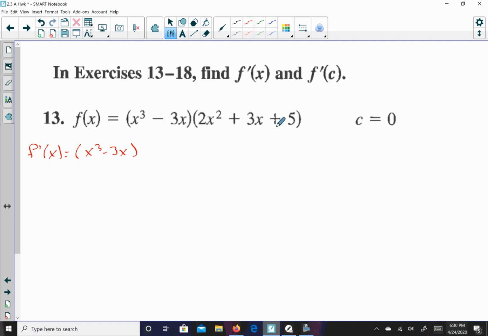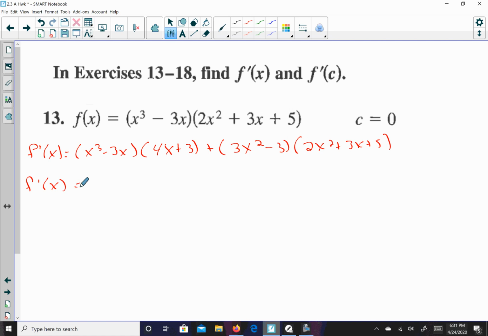Take the derivative of the second one, so this will be 4x plus 3 plus, and then take the derivative of this one, so this will be 3x squared minus 3, and then leaving this one alone, 2x squared plus 3x plus 5. Remember, the product rule is a little bit more forgiving because of that plus sign. As long as you leave one alone, take the derivative of one, then leave the other one alone, and take the derivative of the second one, you're good. So the order of this one does not matter.